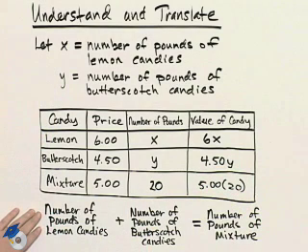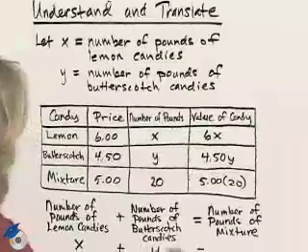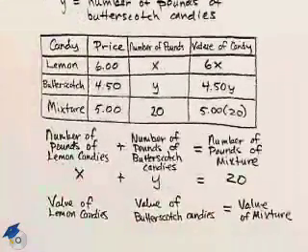The first is based on the pounds of candy, so the number of pounds of lemon candies, which is x, plus the number of pounds of butterscotch candies, which is y, should equal the number of pounds in the mixture, which is 20. So there's our first equation.